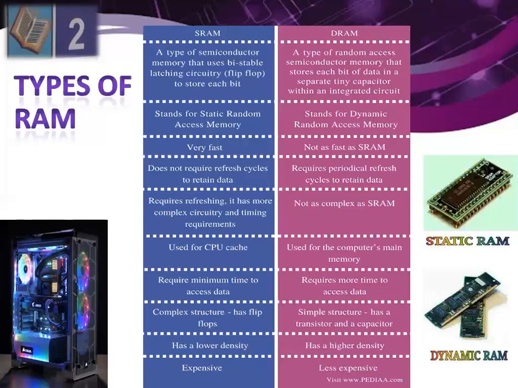SRAM has a complex structure with flip-flops, and DRAM has a simple structure with transistors and capacitors. SRAM has a lower density and DRAM has a high density. SRAM is expensive and DRAM is a less expensive memory.